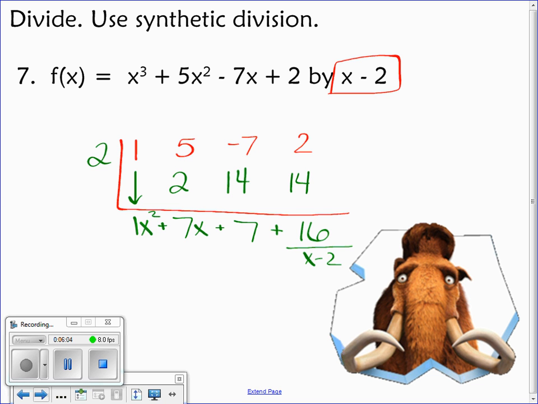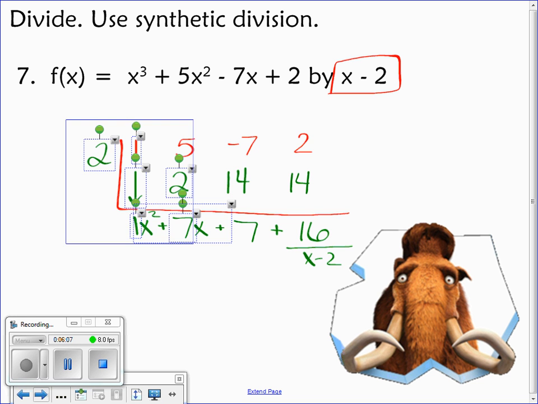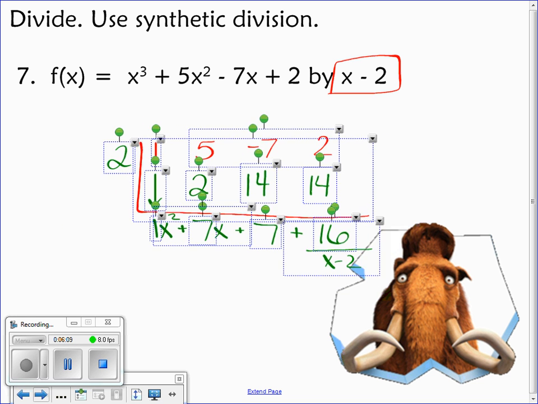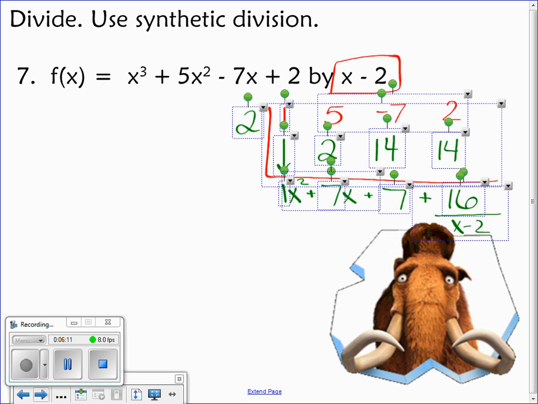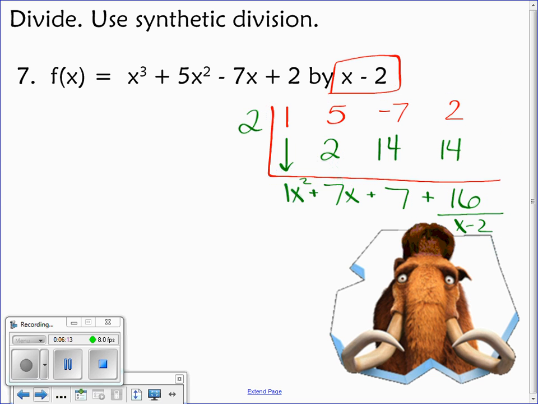Now, I want to do this problem again. You don't have to write it down if you don't want to, but I want to show you what it looks like with long division so you can see the difference. Okay? So if I had set up the same problem with long division, let's see how it looks. So you can kind of see where some of these numbers are coming from.